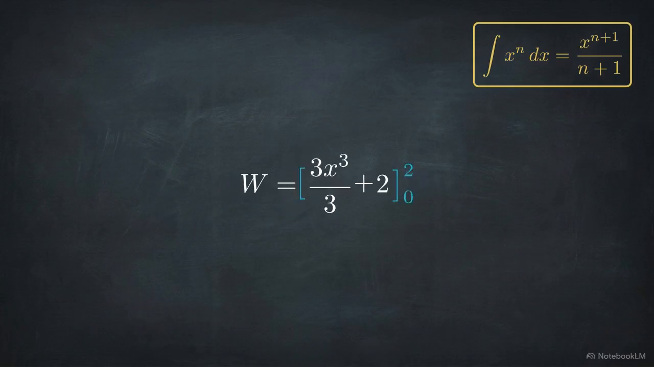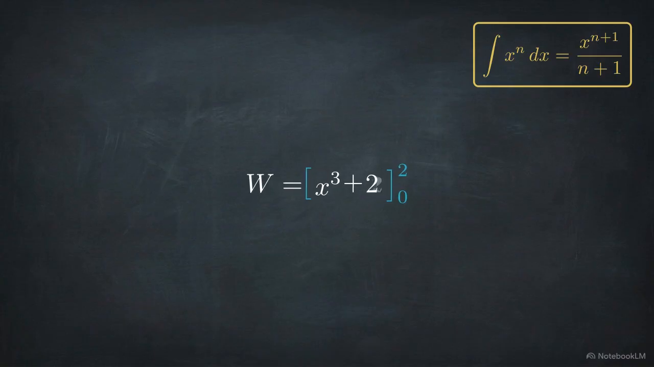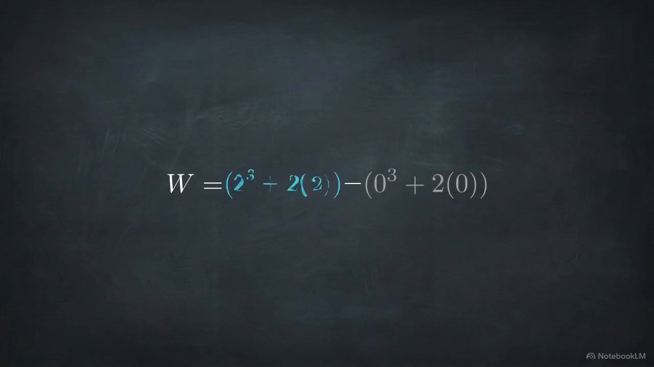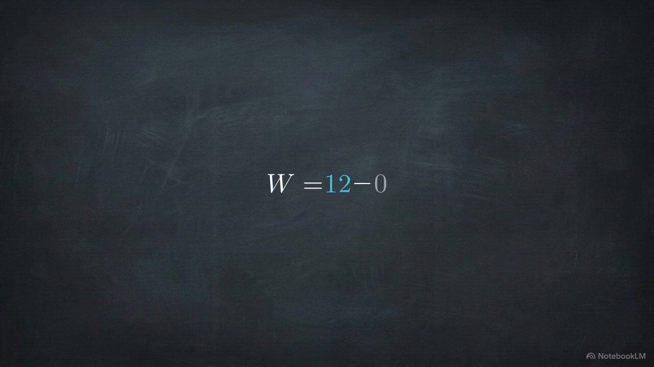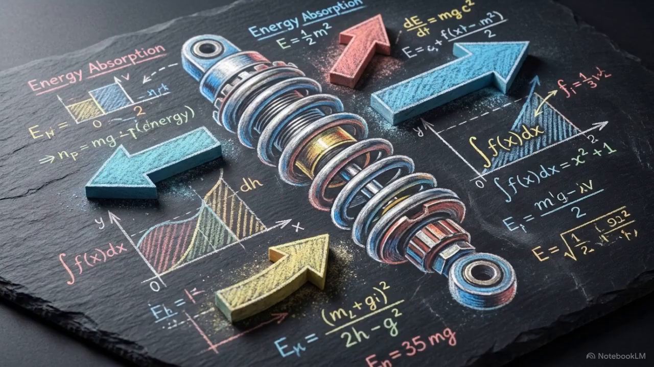Increase the power by 1, then divide by that new power. 3x squared becomes 3x to the third over 3, simplifying to x to the third. The constant 2 gains an x, becoming 2x. Finally, we evaluate our limits. We plug in the upper limit of 2, which gives us 8 plus 4, or 12. We subtract the lower limit of 0, which is just 0. The total energy transferred by this variable force is exactly 12 joules. Whenever a force fluctuates over time or distance, integration is the required tool to measure the total work accomplished.